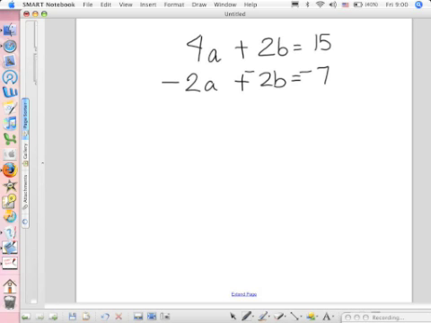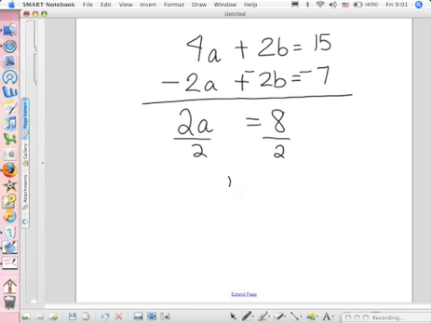Okay? All right, so now I draw my line and I do it like a 3-column addition problem because that's exactly what it is. 4 and a negative 2 is a positive 2A. 2B and negative 2B is no more B. The B's have eliminated. Here's my equal sign. I have 15 and negative 7, which gives me 8. And I'm left with a simple equation where I divide both sides by 2 to find that A is equal to 4.